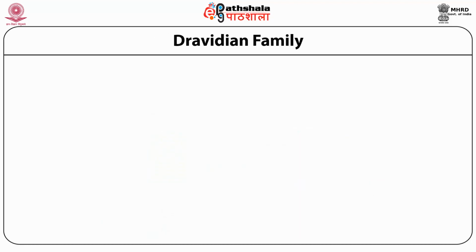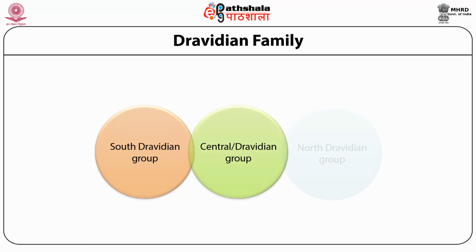Dravidian language family. It is again divided into three types: South Dravidian group, Central Dravidian group, North Dravidian group. The South Dravidian group consists of the speeches Tamil, Malayalam, Kannada, Kodagu, Tulu, Toda, Kota, and Telugu. The Central Dravidian group includes Kui, Kolami, Gondi, Parji, Koya, Kon, and Konda. The North Dravidian group includes Oraon and Malto.